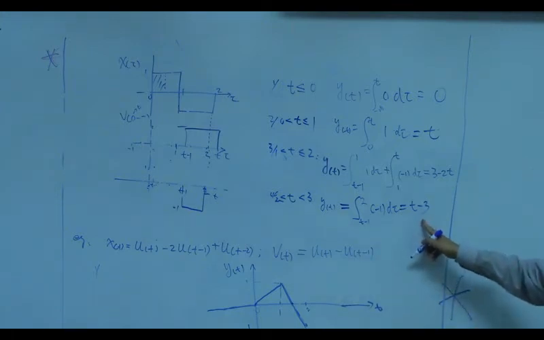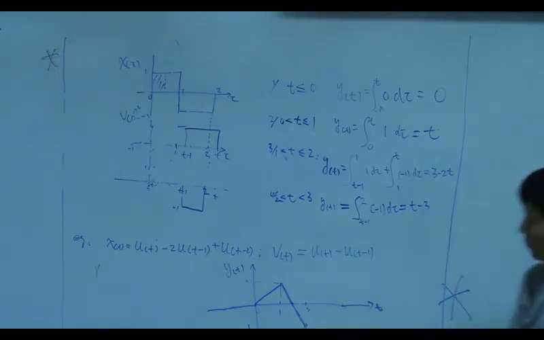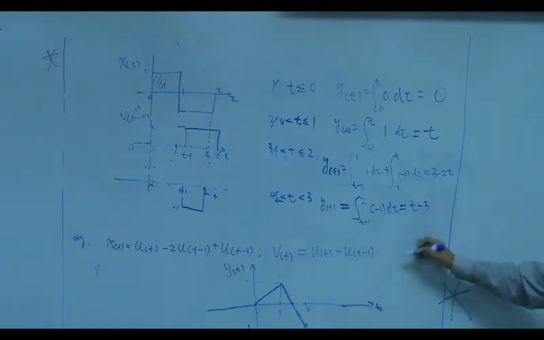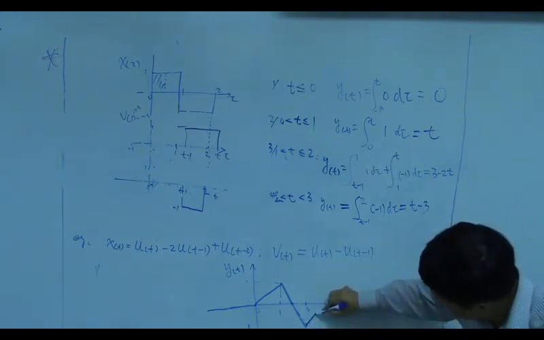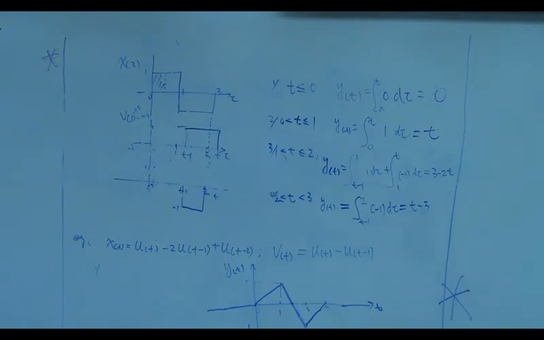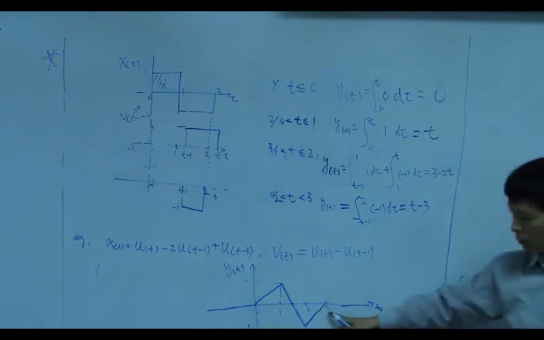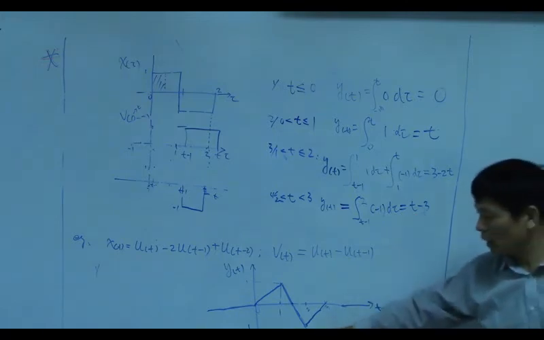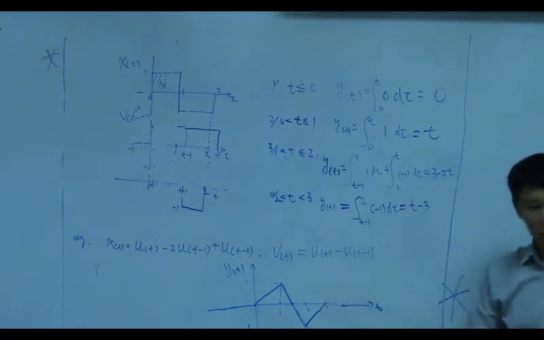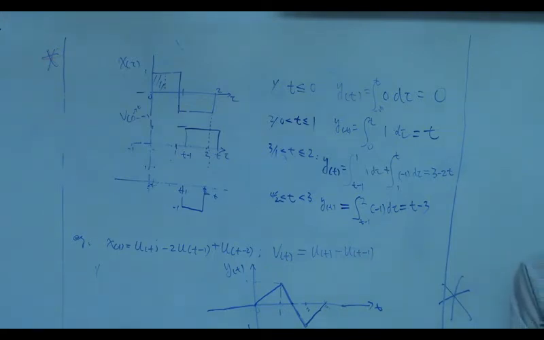When t equals 2, what is it? Negative 1. Oh, it's here. When t equals 3, that equals 0. In between, that is a line. So it looks like this. That is a line, the slope equals 1, so it goes up. When t equals 2 it equals negative 1, and when t equals 3, that equals 0, so like this. Good? Are we done? Not yet.